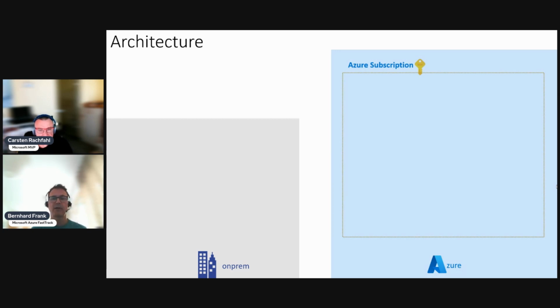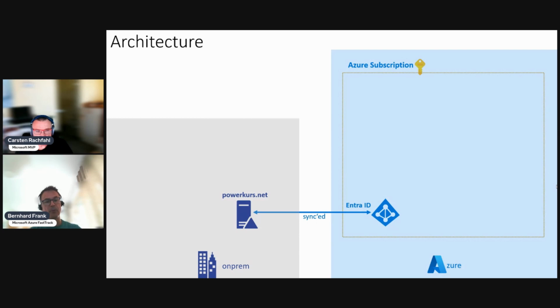So we do have our Azure subscription in Azure logically, and what we needed to do is to set up an Active Directory synchronization, right? So the user accounts that you have in your PowerCourse.net Active Directory will be synced to our Entra ID that is tied to the Azure subscription that we are working with, right? At least that has the users that should log on to the virtual machines.